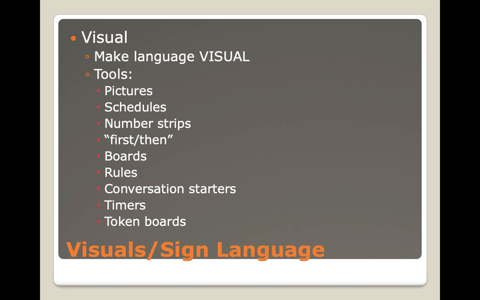So a student might have a visual schedule. They take the picture off of their visual schedule. They go to the location they're supposed to be going to. So say, for this example, it's the gym. And then they match the icon to the gym door.